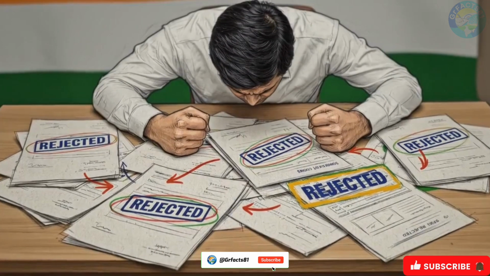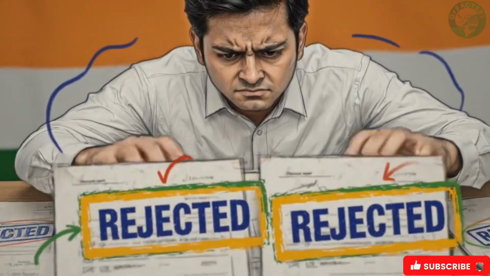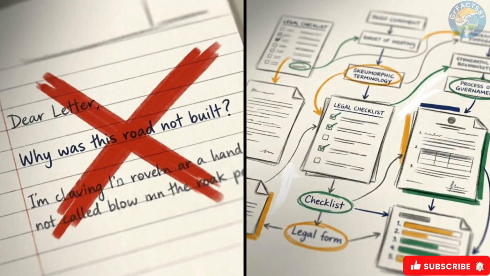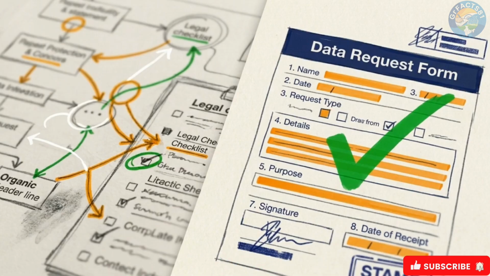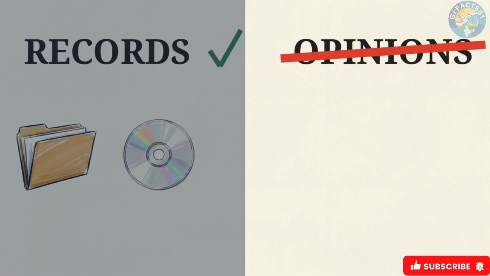Here is where most first-time applications fail. People ask opinion-based questions, like, why was this road not built? Look at this split-screen comparison. On the left, asking why gives the department an easy reason to reject your request. On the right, asking for specific existing records, like budget allocations and project timelines, creates a legally sound request. Under the law, the government is only obligated to provide physical or digital records that already exist. They do not have to generate new explanations or offer opinions.